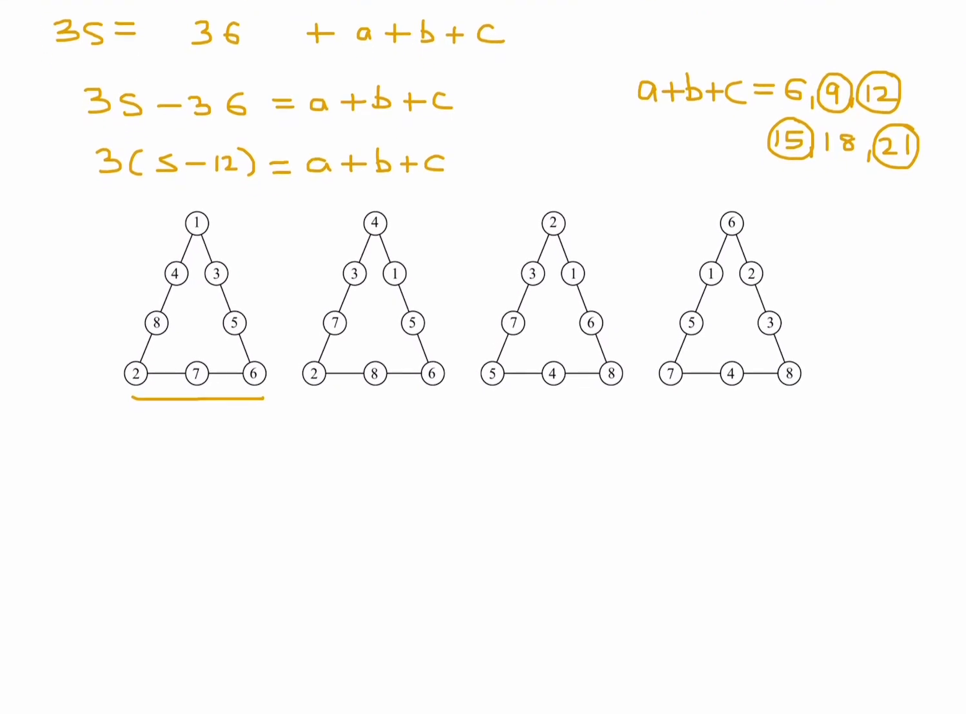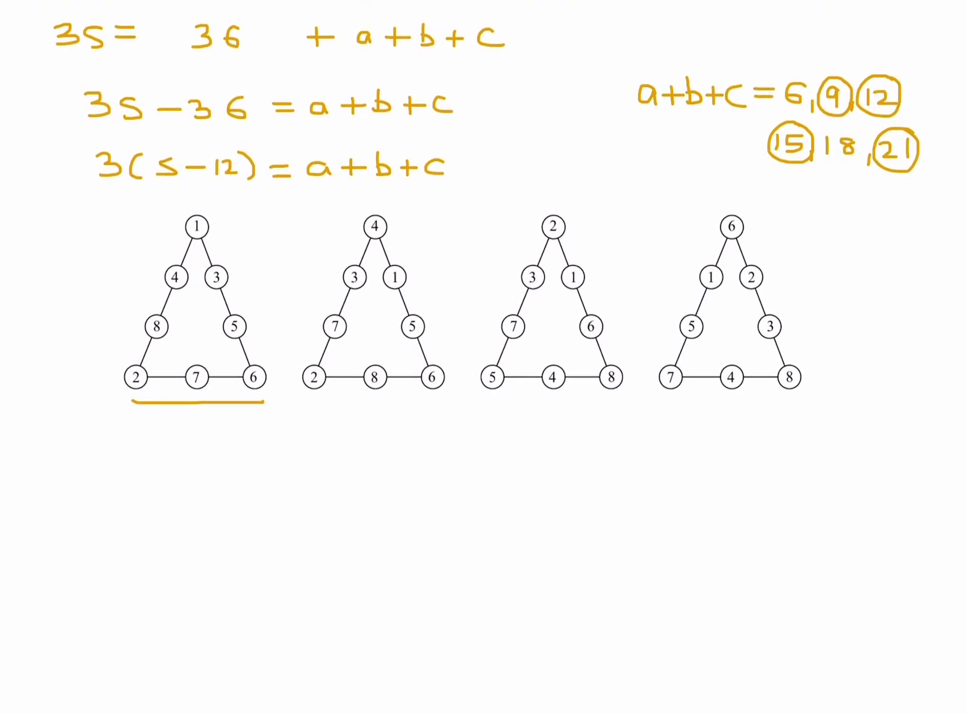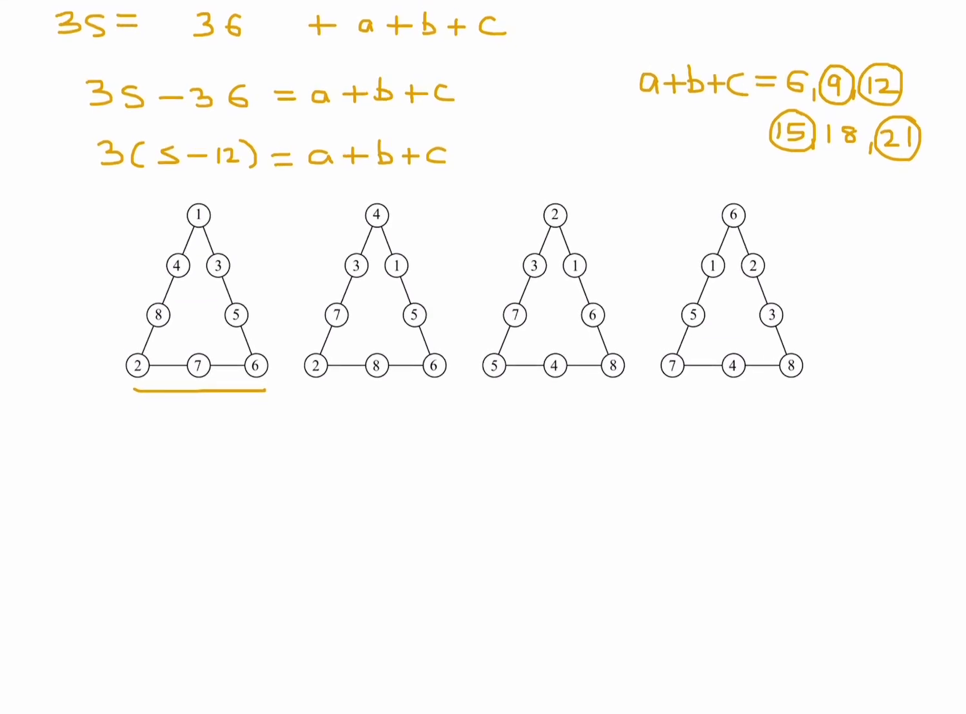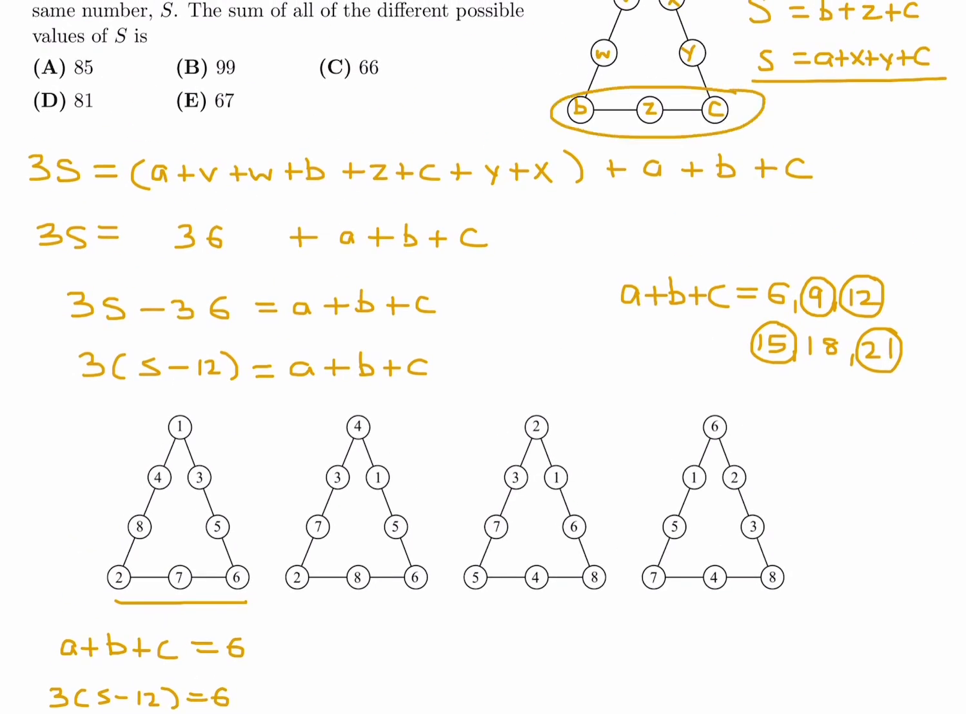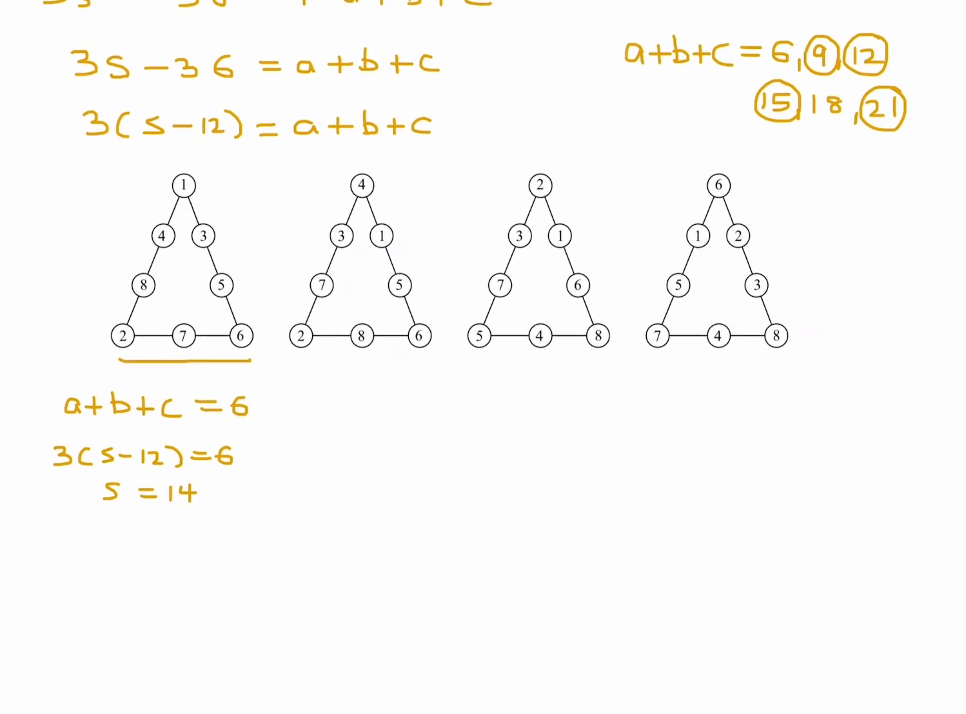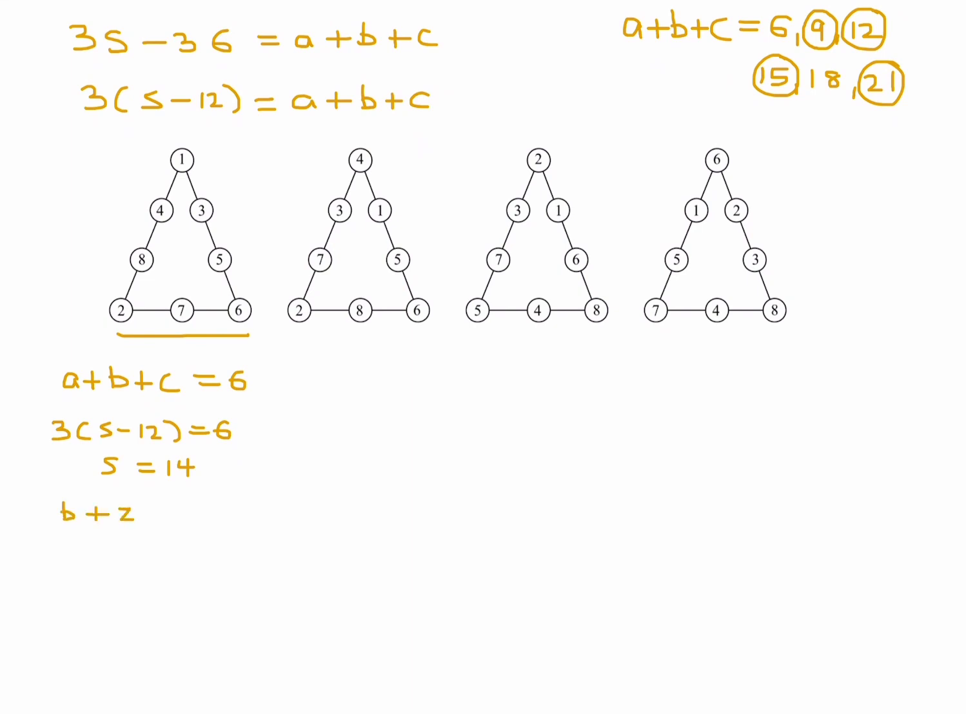Okay, at this point, we're done with the question, but let's just explore why these two didn't work, because I think that's important to figure out. If A plus B plus C was 6, then if you substitute it back in, you get that 3S minus 12 is 6, and therefore S minus 12 would be equal to 2, therefore S would be 14. So that means this bottom, B plus Z plus C, would have to be 14.